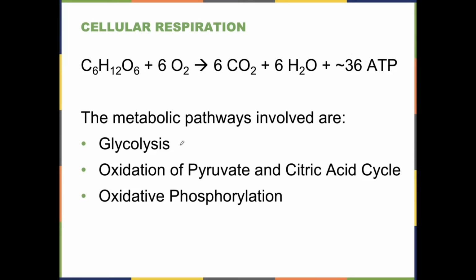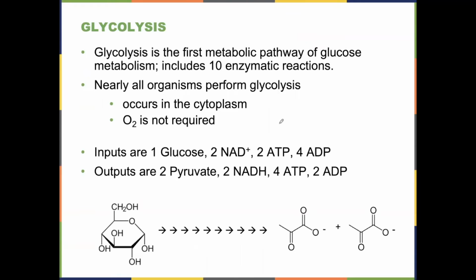heat. So again, there are three main pathways that are involved in this process: glycolysis, the oxidation of pyruvate and the citric acid cycle, and oxidative phosphorylation. And now we'll talk about these pathways in turn. The first of these pathways is what is called glycolysis.